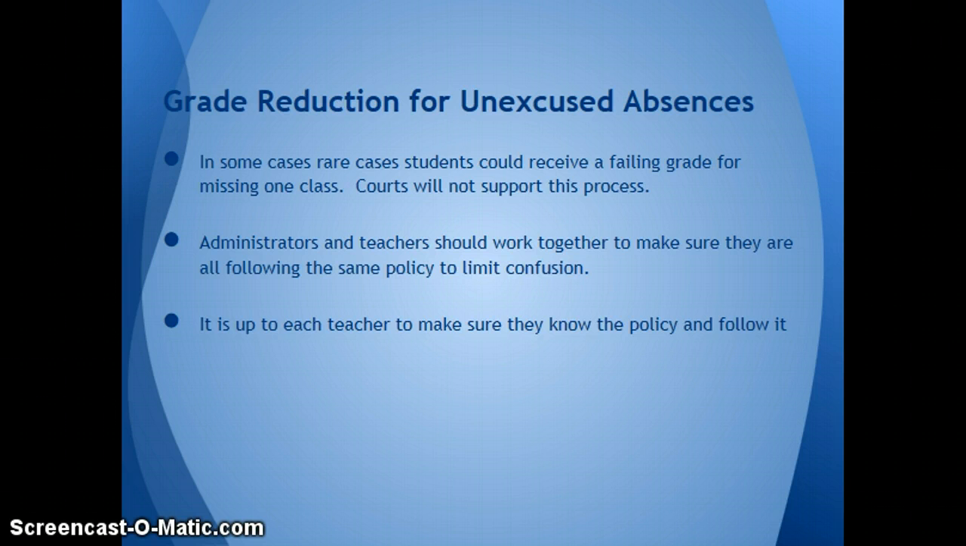Administrators and teachers should work together to make sure that they are following the same policy to limit confusion. It's very important that each teacher do the same thing on each policy, rather than have one teacher doing one thing and one teacher do another. It's very important for administrators to make that very clear to their teachers that everybody has to be doing the same thing. It's up to each teacher to make sure that they know the policy and that they follow it.